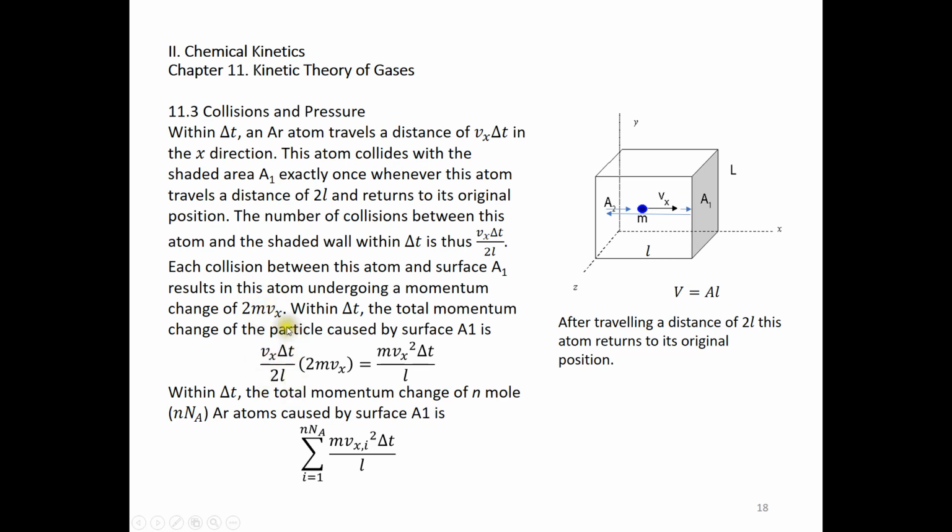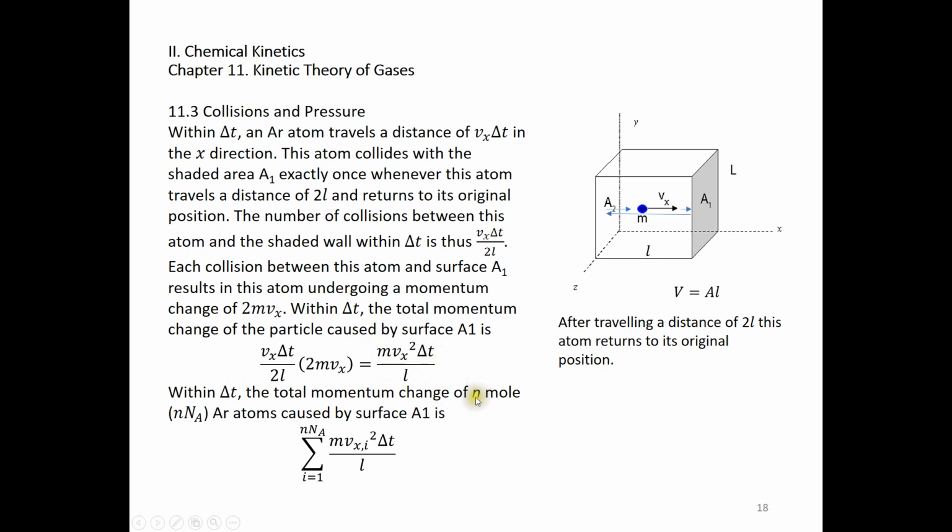Now we have this number of collisions. For each collision there's this much momentum change. So we're going to multiply these two together. That's going to be the total momentum change caused by this A1 surface area to this particle within a time period of delta t. Now let's look at this equation. 2 and 2 cancel. Vx times Vx. We have mVx squared on top, delta t on top, L on the bottom. Again, within delta t, the total momentum change of one particle is this.